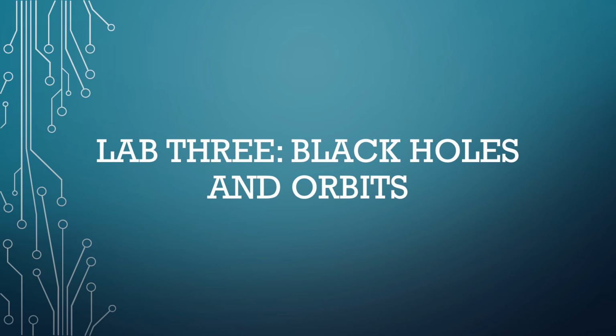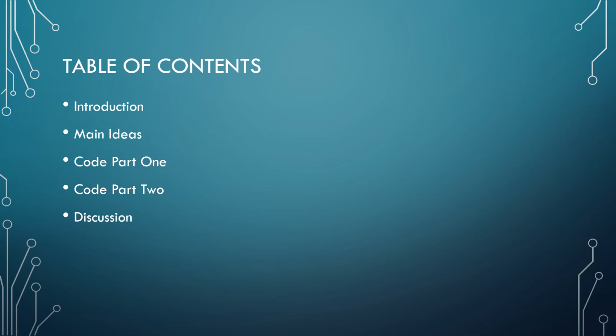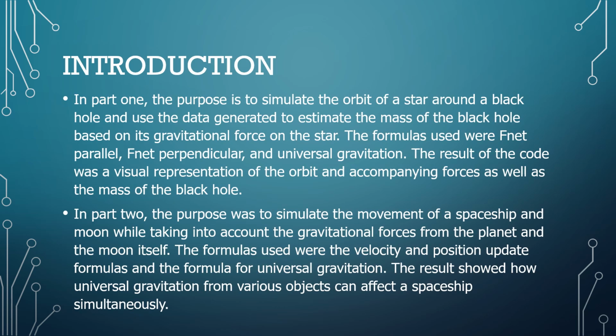Welcome to Lab 3, Black Holes and Orbits. So here's the table of contents. In part 1, the purpose is to simulate the orbit of a star around a black hole and use the data to generate an estimate of the mass of the black hole based on the gravitational force on the star. The formulas used were FNet parallel, FNet perpendicular, and universal gravitation.